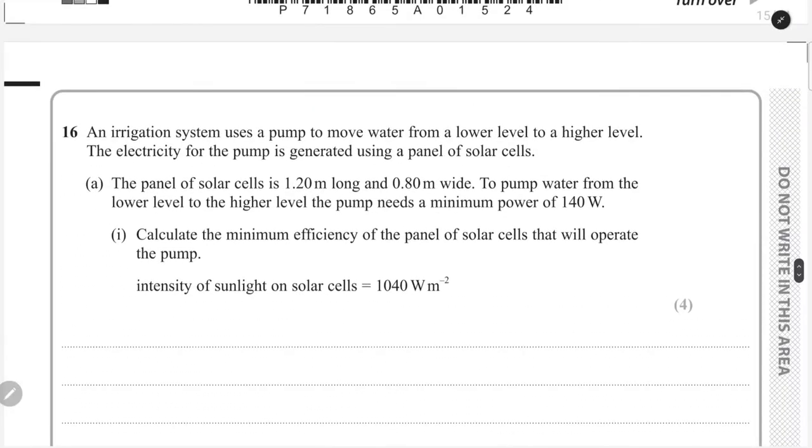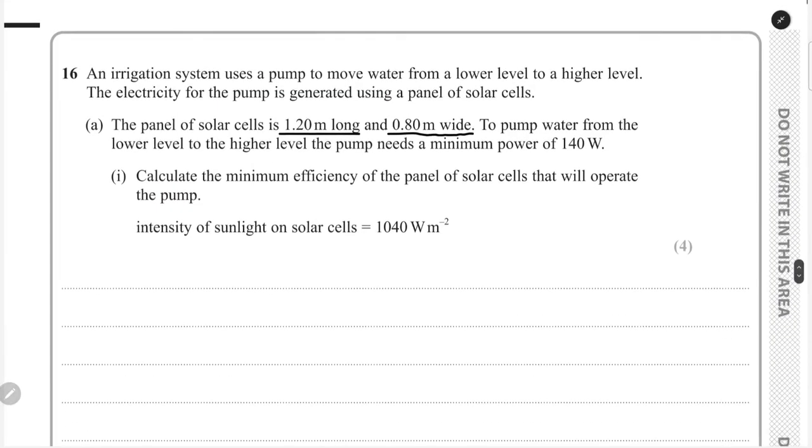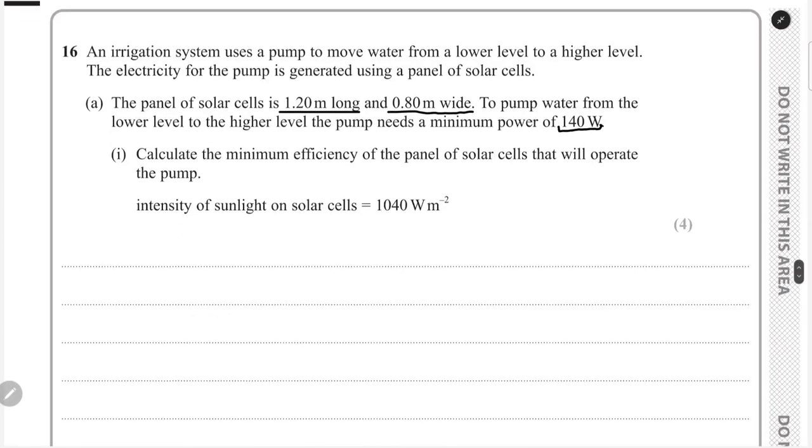Moving on to question 16. We are given this question where a solar panel's dimensions are given. So it's 1.2 meters long and 0.8 meter wide. From here I can find the area. We are given the minimum power of 140 watts. We have to find the minimum efficiency of the panel that will operate the pump, given that the intensity of light on it is 1040 watt per meter square.